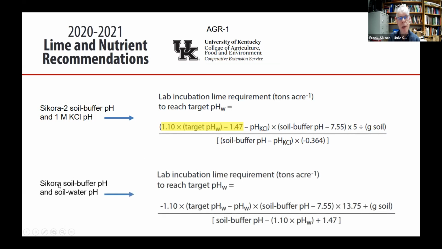This method could also be used with a Sikora soil buffer pH and soil water pH, where you have the relationship here replacing the initial pH of potassium chloride with the initial pH in water, knowing what the relationship is between KCl pH and water pH.